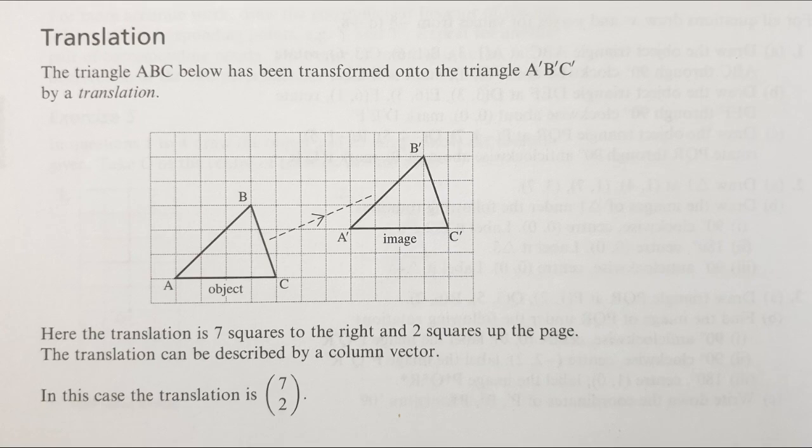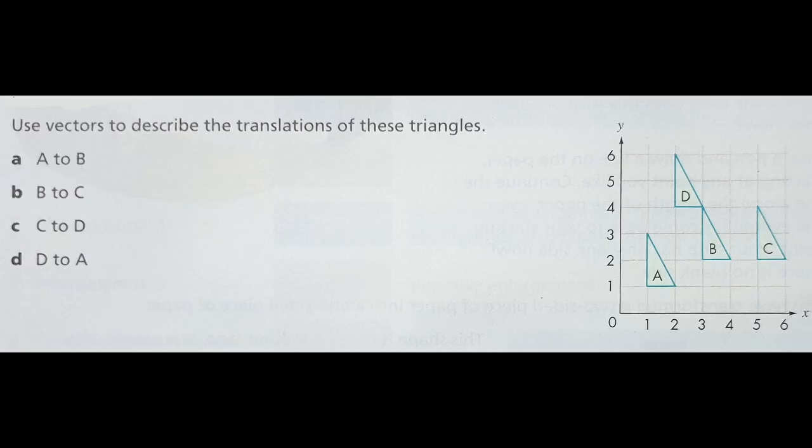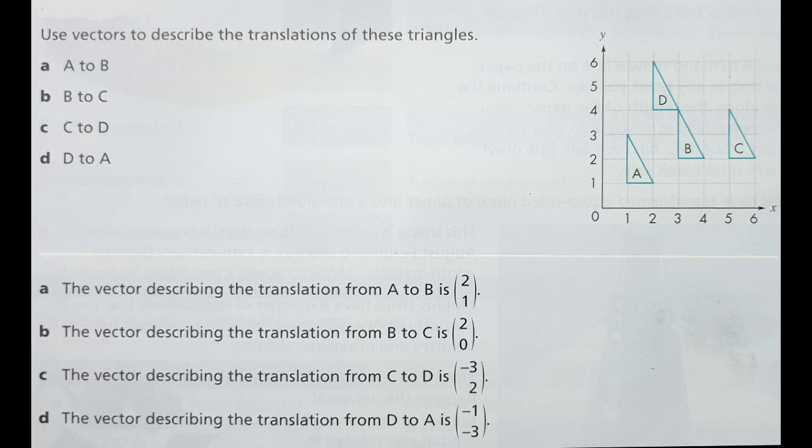Now let us see a question based on this. Use vectors to describe the translation of these triangles. First, A to B, B to C, C to D, and D to A. Now for the first thing, A to B, when you check, the right angle part in the triangle A has moved 2 blocks to the right and 1 block up. So the vector describing the translation from A to B is 2, 1.